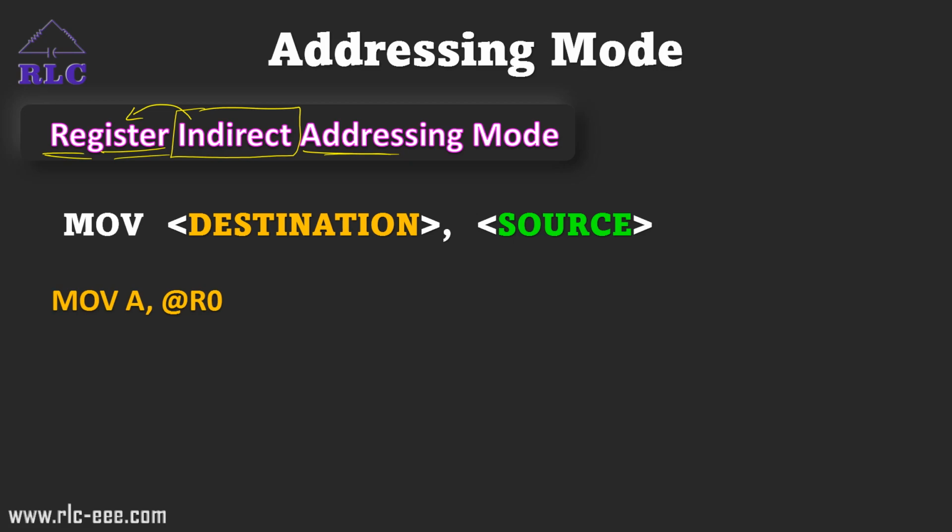This instruction, if we consider MOV A, @R0. So this @ indicates that the data present in this R0 register should be considered as a pointer, or the memory location. It should be considered as a pointer or memory location.